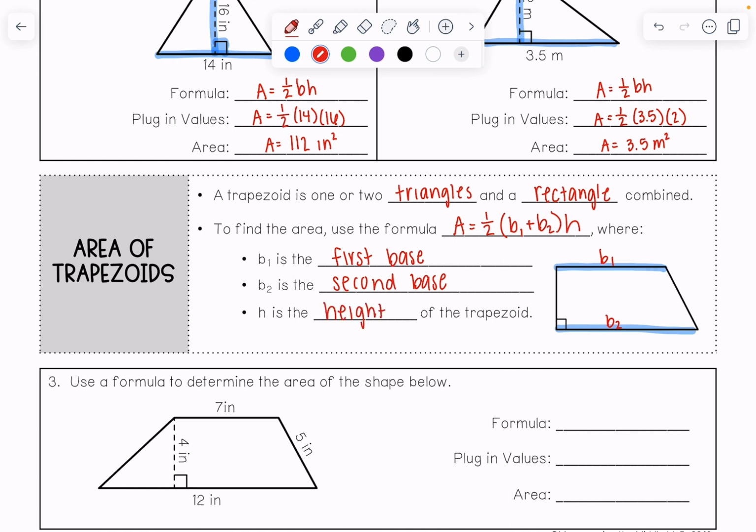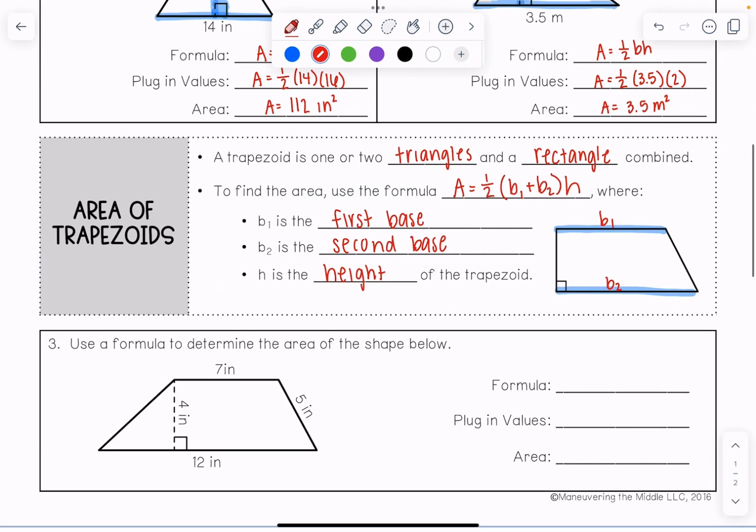So when we're looking for the height of the trapezoid, we are looking for that right angle, which is right here. So this would be our height, and it kind of makes an H, as you can see here. So the height is the line that connects the two bases but forms a right angle. We wouldn't use this line here because it does not form a right angle, so that is not our height.